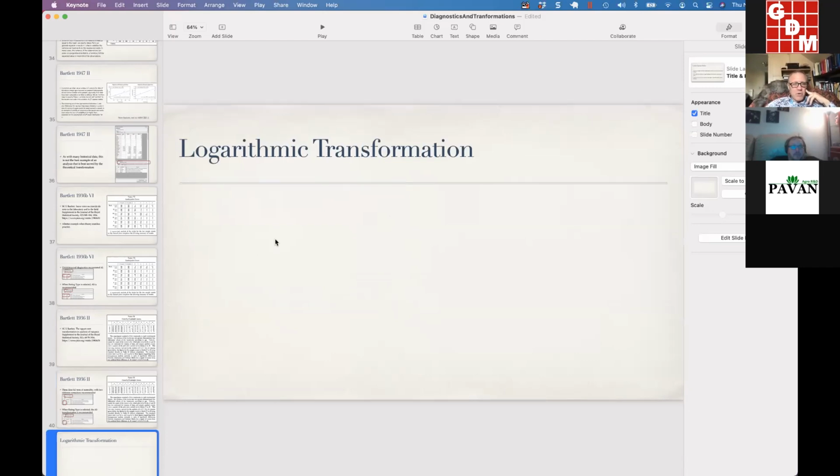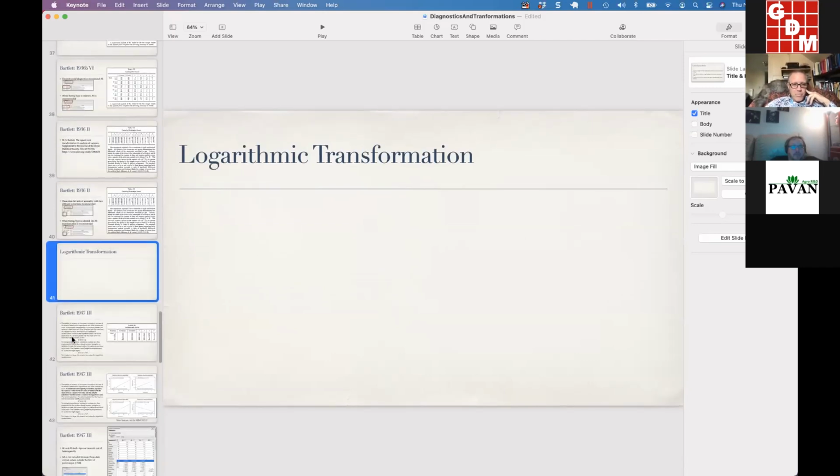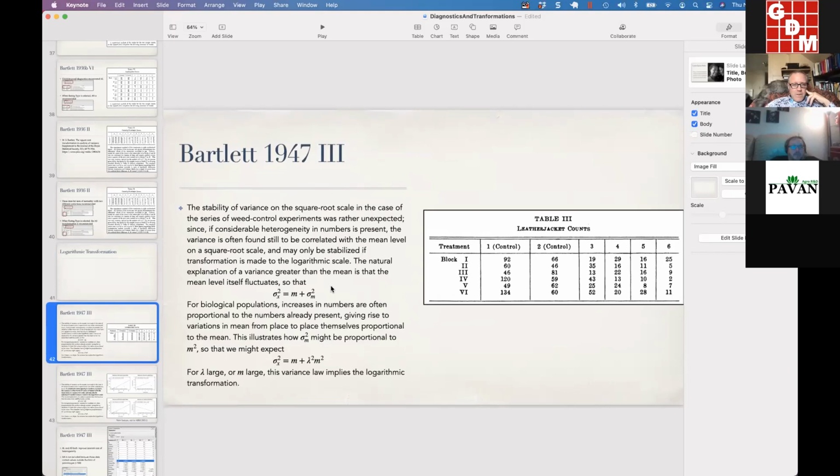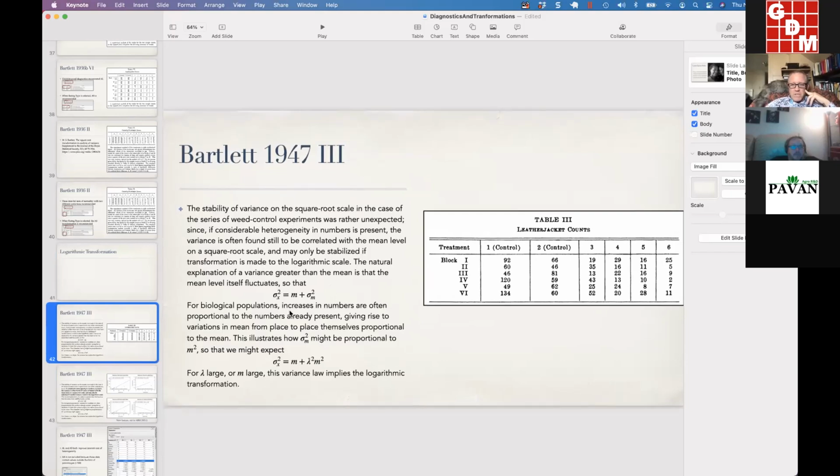Now let's move to the logarithmic transformation. And there is some more notation from Bartlett 1947 in that sometimes the square root transformation doesn't stabilize the homogeneity of variance because it's proportional to the square of the mean or some other nonlinear value.